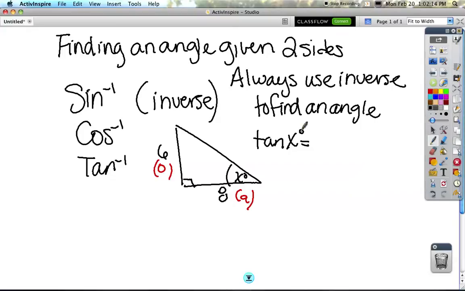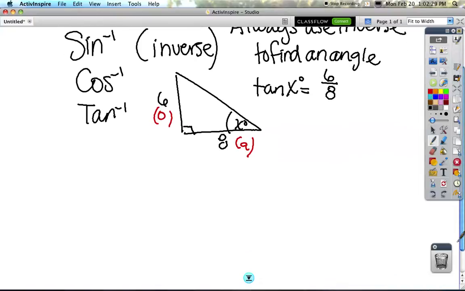So which one will go in the numerator? 6. And in the denominator? 8. Now, here's where the inverse comes in. You cannot divide by just plain old tangent. Okay, do 6/8, enter in your calculator. And then hit divide and tangent. Syntax error. Okay, it's going to give you an error because you cannot divide by tangent.